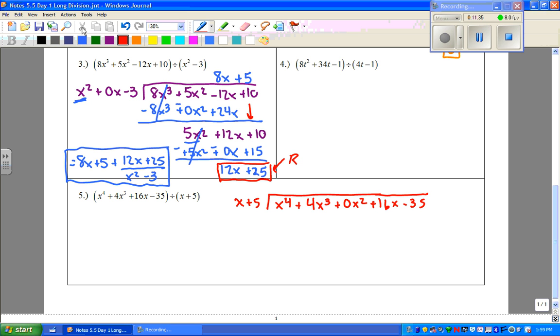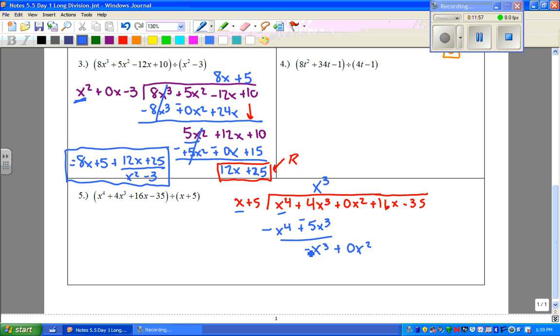Now we need to look at the first one. What do we need to multiply that by to get this? And we know we're going to multiply by x to the 3rd power. If we multiply those two out, we're going to get x to the 4th, all right, plus 5x to the 3rd. Subtract, subtract, we're going to get minus x to the 3rd plus 0x squared.